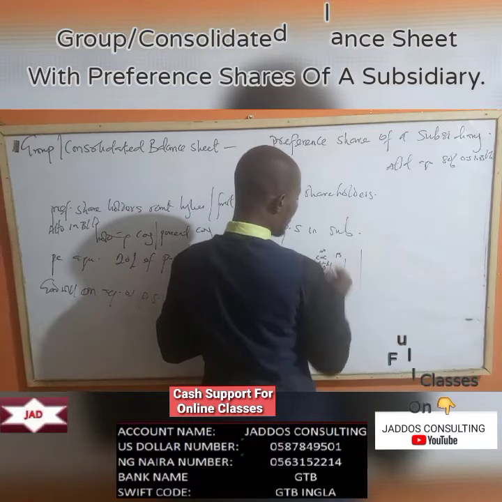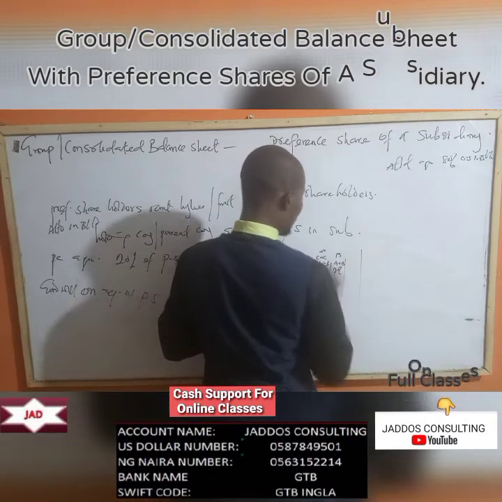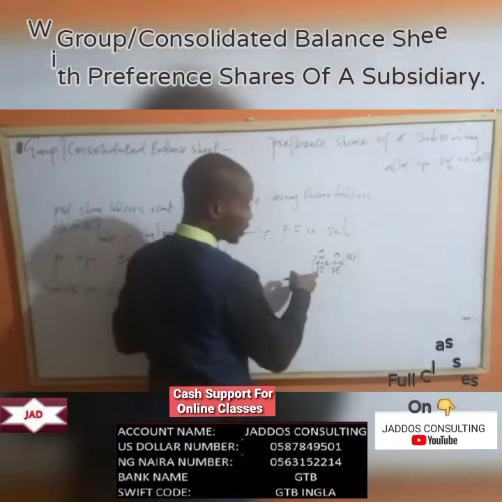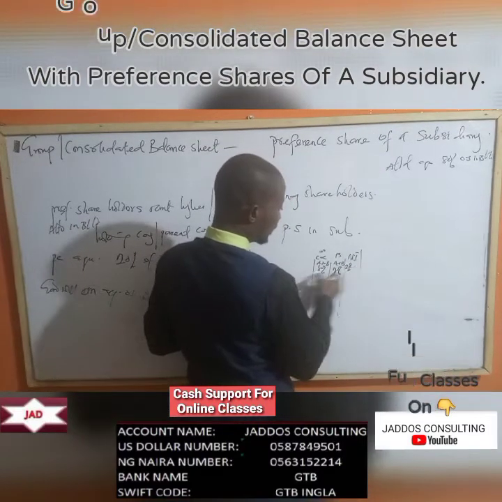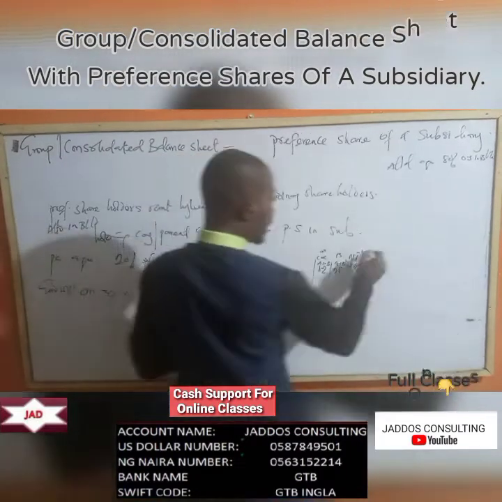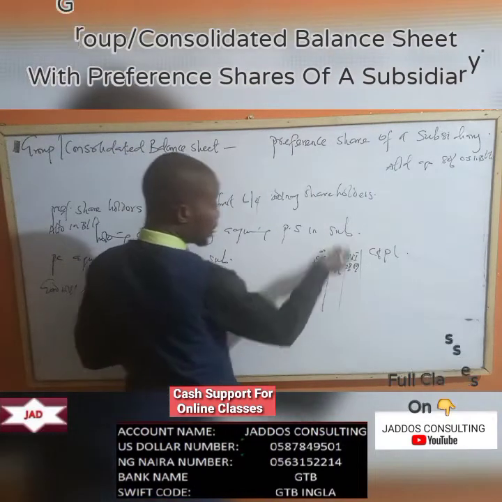So for preference share, you're going to have A in B again, right? Which will now be what? 20 percent. This is for preference share. Then for minority interest, for the ordinary share, you're going to have 20%. For the preference, you're going to have 80%. You see? So you still have your consolidated profit and loss as usual.